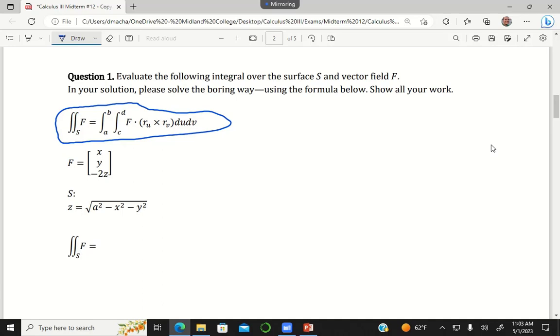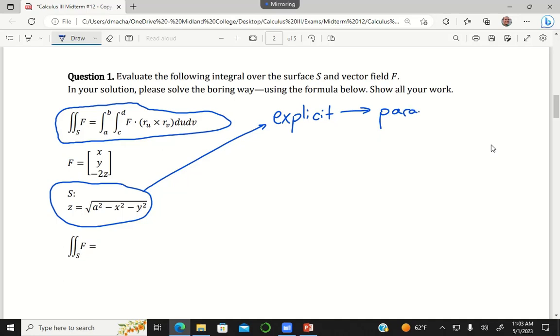So the first thing is that we're going to need to take this surface, which is currently defined as an explicit surface, and then we need to rewrite it as a parametric surface so that we can use this formula. Parametric. Okay.